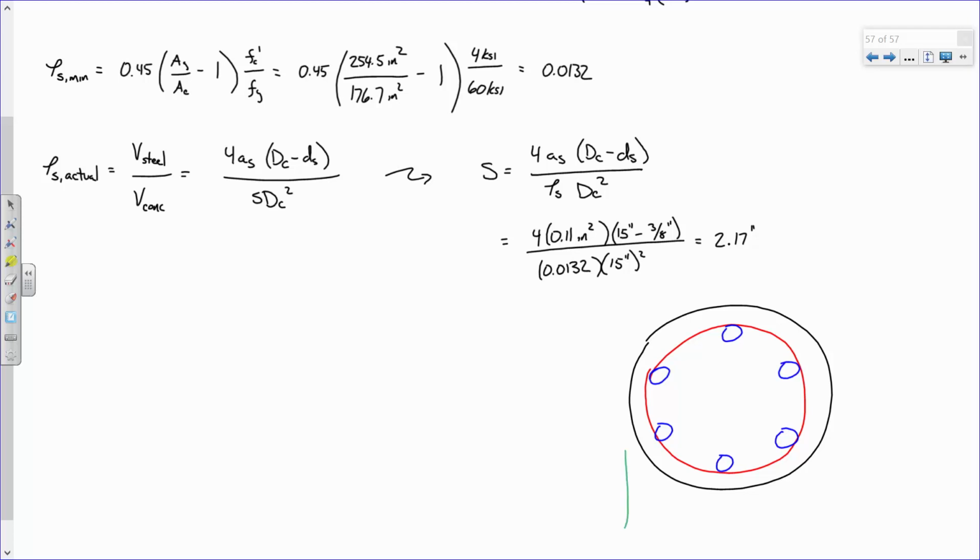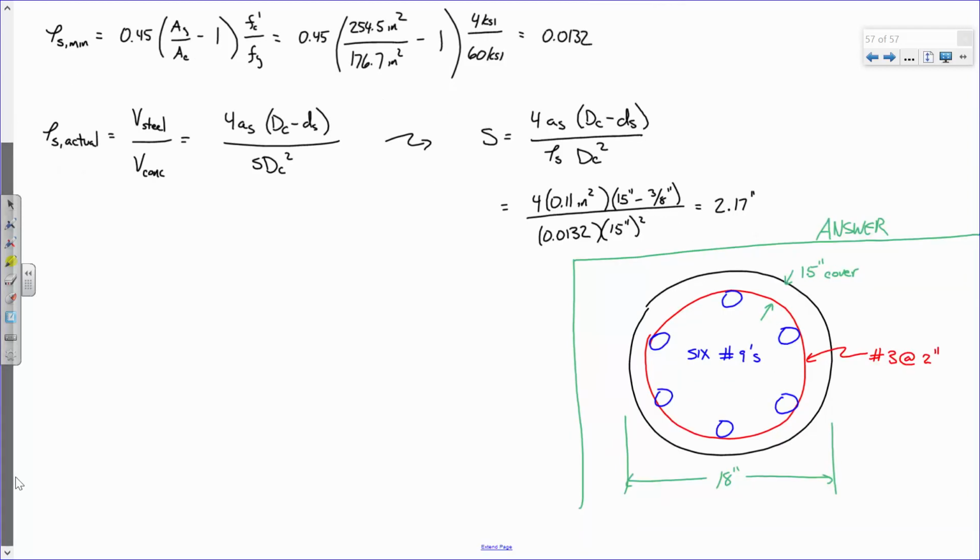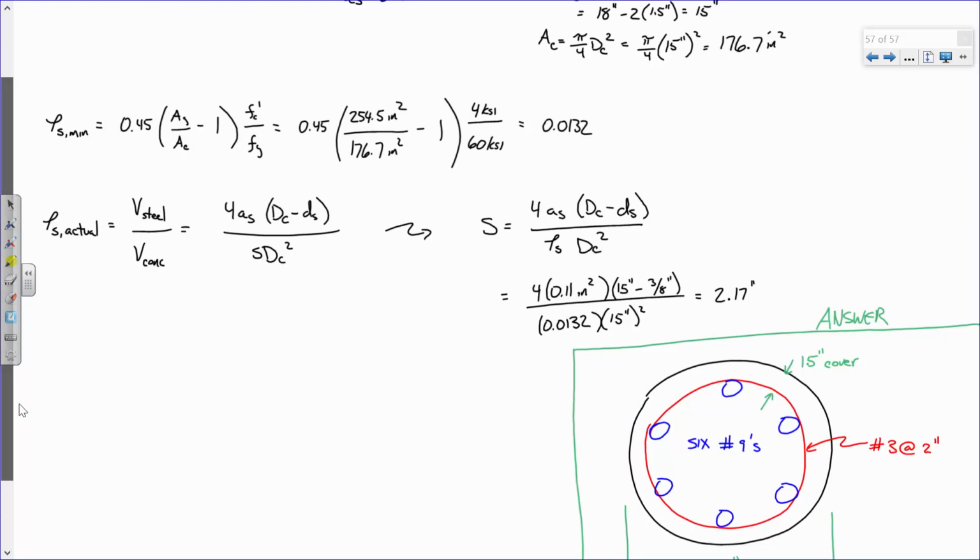All right. So we have a column that is 18 inches in diameter. We have 1.5 inches of cover. Now our spirals, we have number 3 spirals at 2 inches, and our reinforcement is 6 number 9s. And there you go.